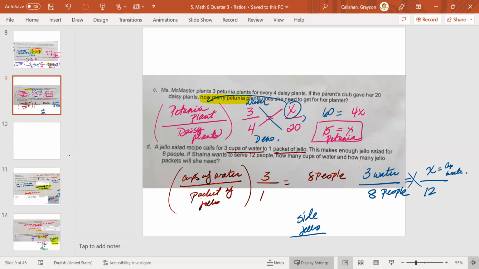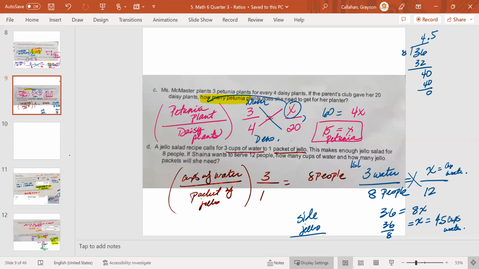Okay, so let's do that. Cross multiply. 36 equals 8X. Do you see that? Okay. X equals 36 over 8, which is not going to divide perfectly. So I'm going to put 4, 32, which then gives me a, actually, it's going to be 4.5. So I would need 4.5 cups of water for 12 people. Do you see that? Okay.